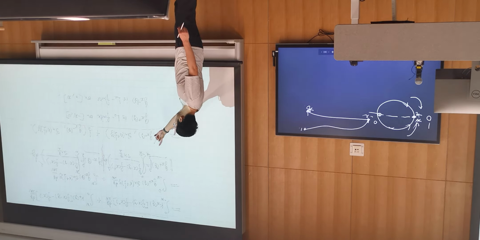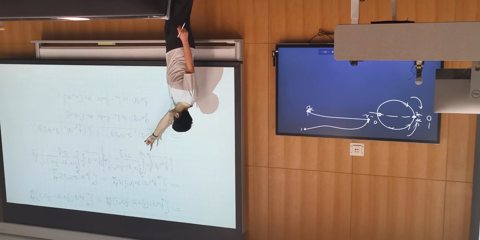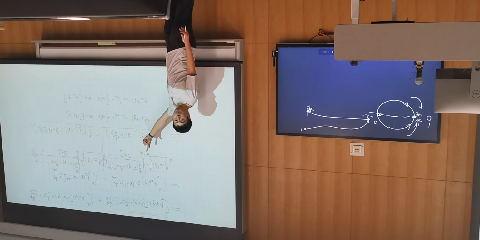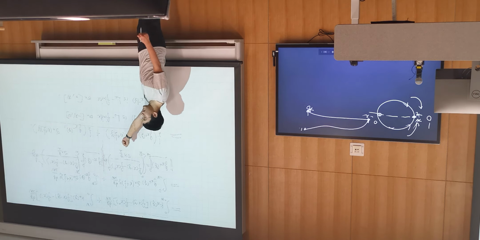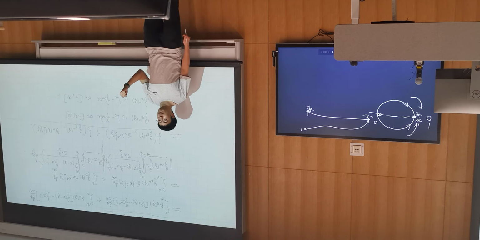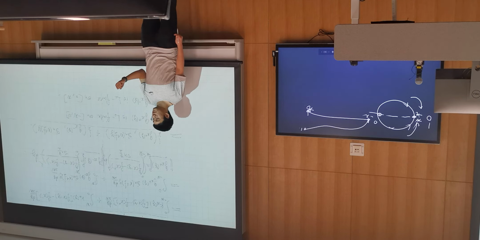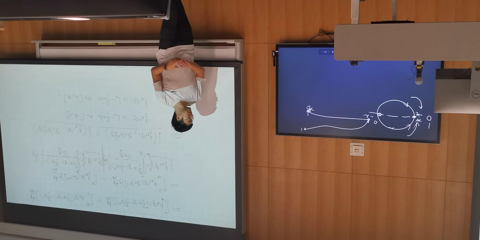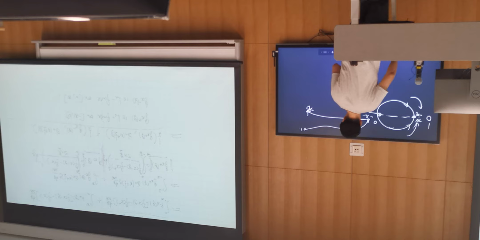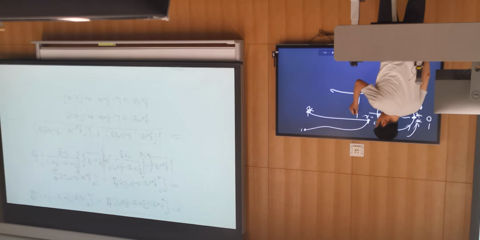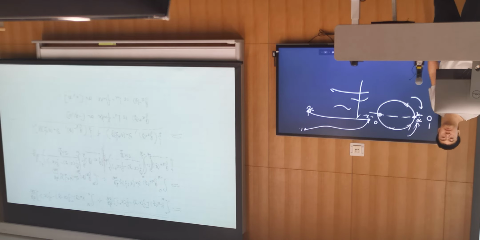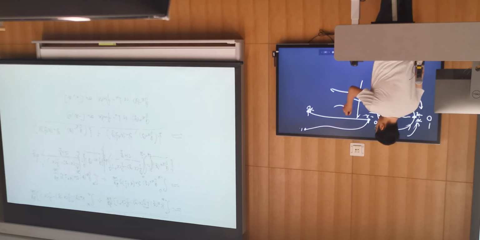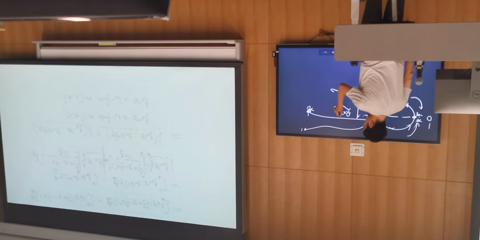Which means that when my y approaches 0, my f(x-y) is approaching x from the right side. Let's say here's a discontinuous point. This is my f(x+). This is my f(x-).